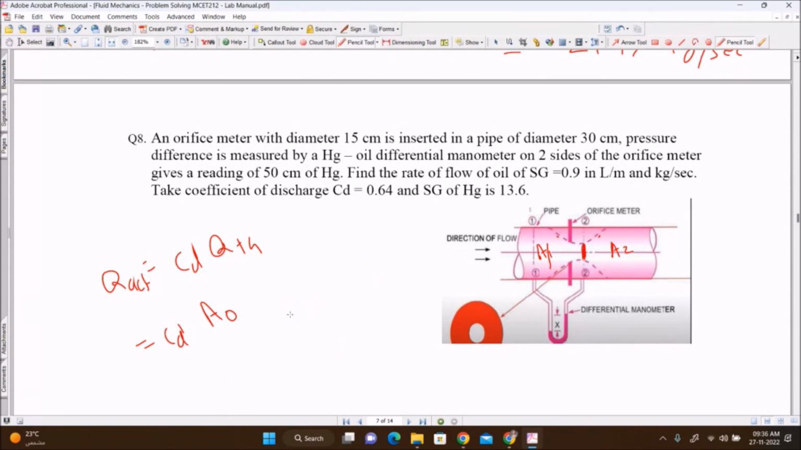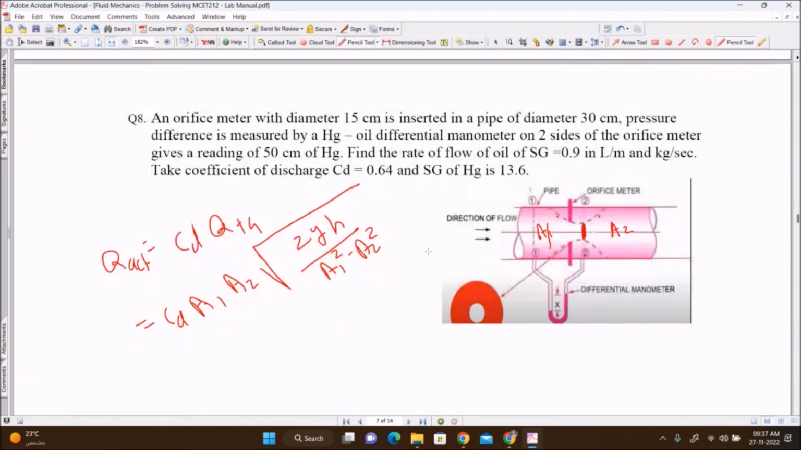What is M? Is it mass flow rate or constant? As I explained, as usual, I told you Q theoretical is equal to... Try to get all the data. Read the problem. Write the data.